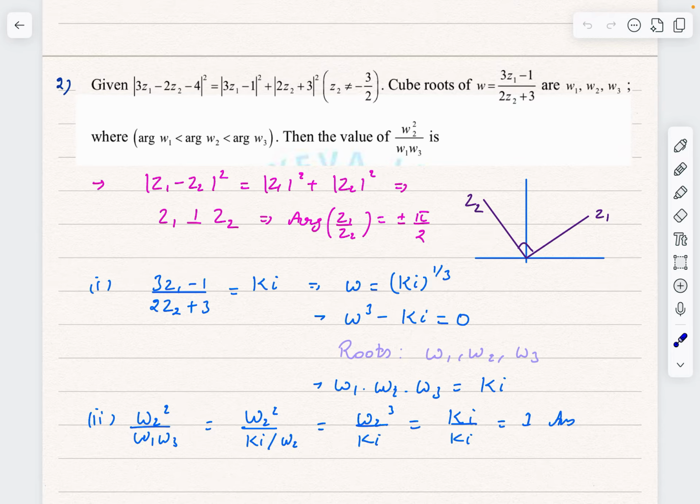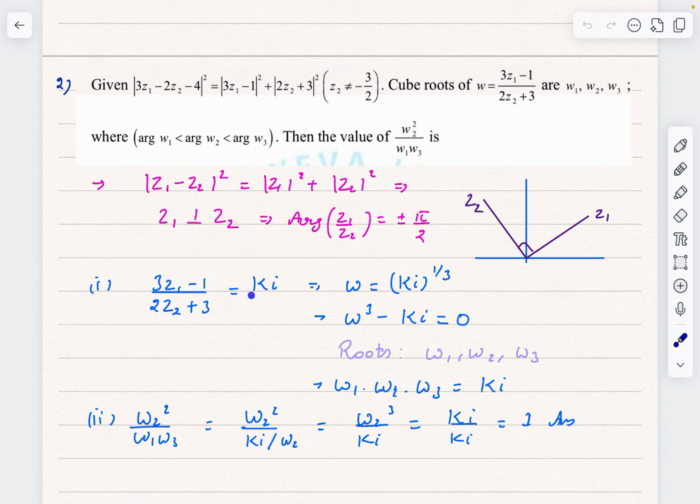If you have |z1 minus z2|^2 equal to |z1|^2 plus |z2|^2, then we can say z1 and z2 are perpendicular. We have discussed this in previous classes. So we can say the argument of z1 by z2 will be plus or minus pi by 2, which means it will be a purely imaginary number. So this works directly here by taking this as z1 and this as z2. So we get (3z1 minus 1) by (2z2 plus 3) will be a purely imaginary complex number.